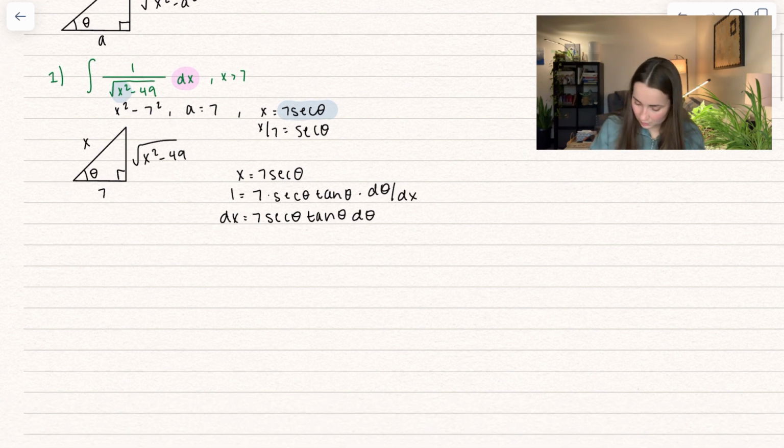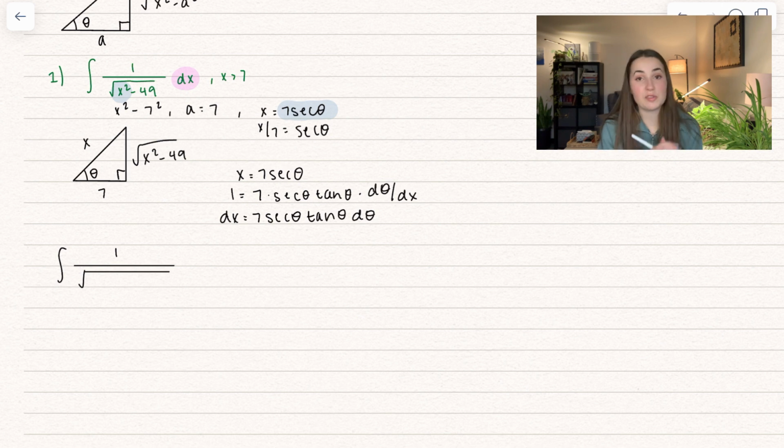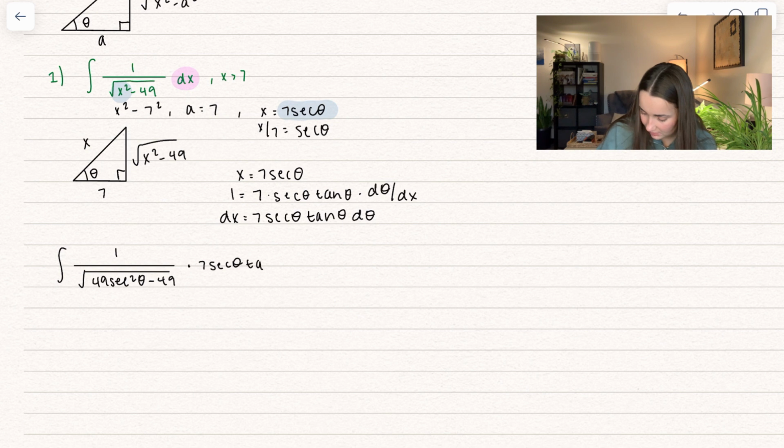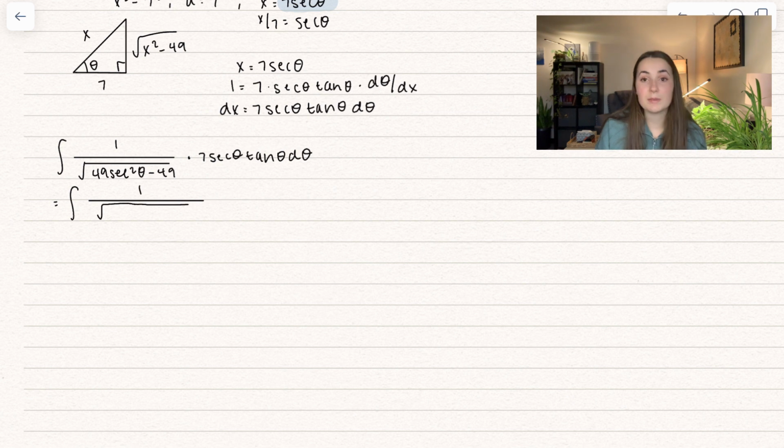So let's go ahead and rewrite our integral with all these different parts. We get 1 over the square root. First, we have quantity x squared, so I'm just going to square the whole thing right now. We get 49 secant squared of theta minus 49, and now we need to multiply by what dx is equal to, 7 secant theta tangent theta d theta. So what I'm going to do in the denominator is factor out that 49, so we get secant squared theta minus 1.